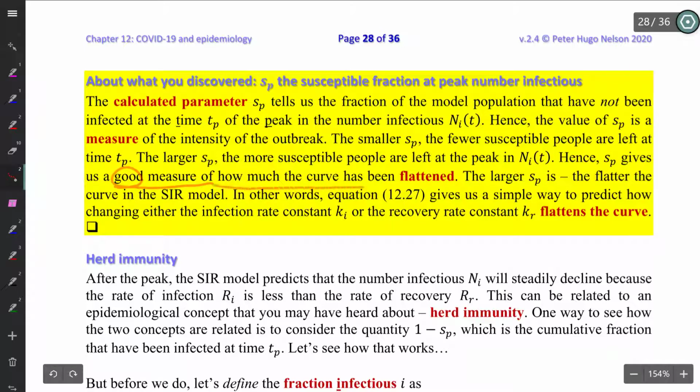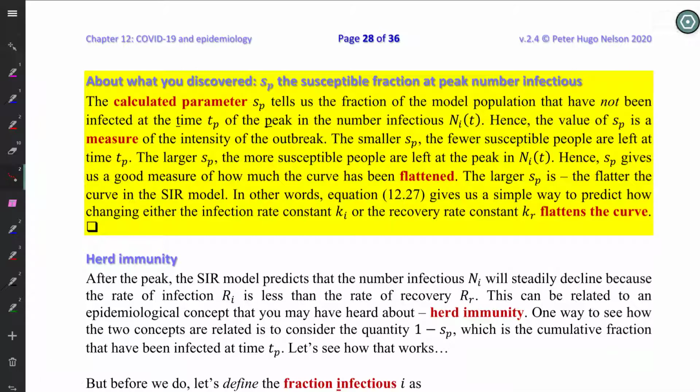It tells us how well the curve has been flattened, which was one of the things that motivated this whole chapter. It also gives us a really simple way to predict how changing either of the constants, Ki, which is the one that's probably the easiest to control by social distancing, or the recovery rate constant, which might have something to do with isolation or quarantine, flattens the curve.